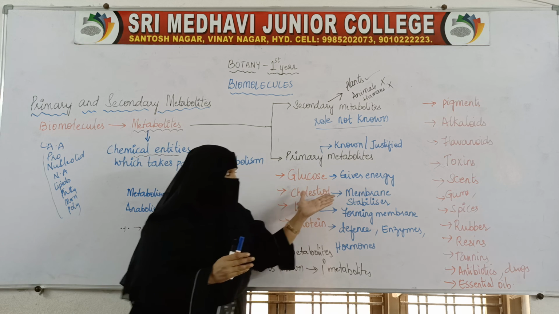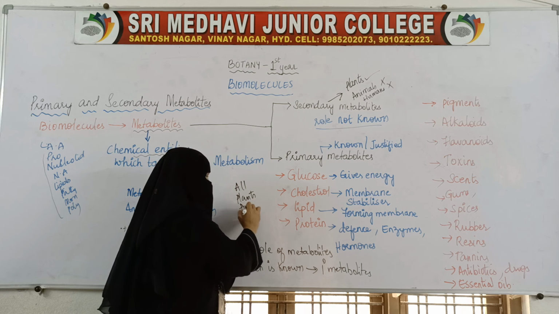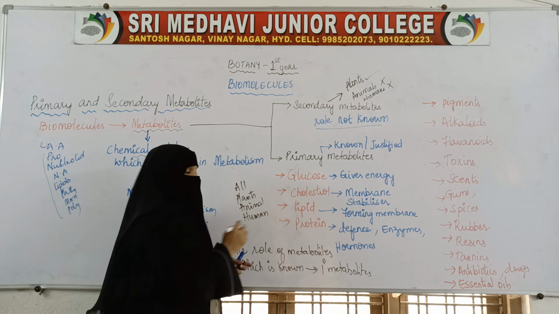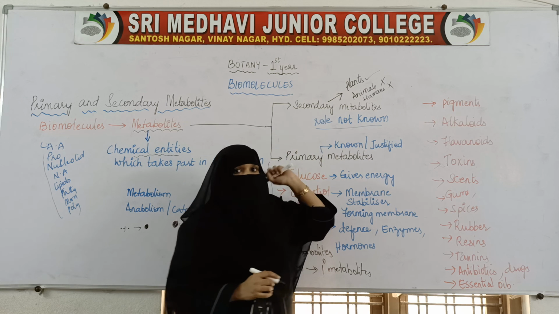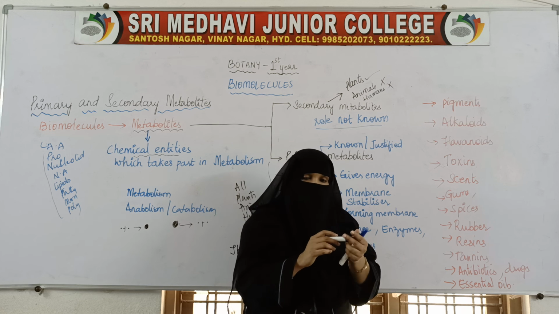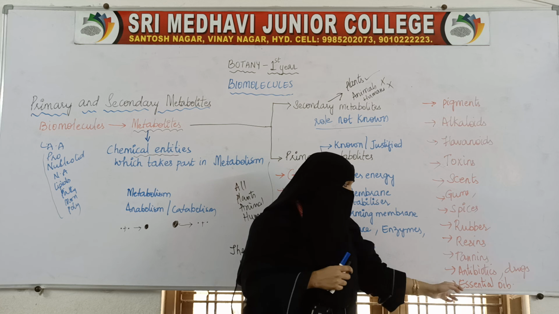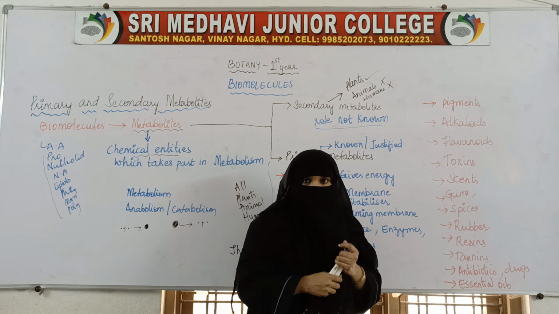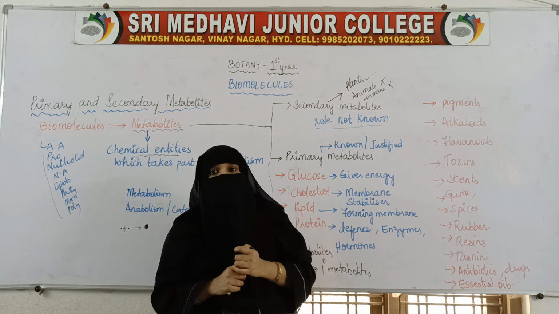Okay, so these materials, the primary ones, are produced by all. Plants also produce them, animals also produce them, human beings also produce them. All living organisms produce these materials. But the secondary metabolites are the extra materials which are produced only by plants and some fungus. So plants produce antibiotics and essential oils. All these extra substances are produced by the plants.